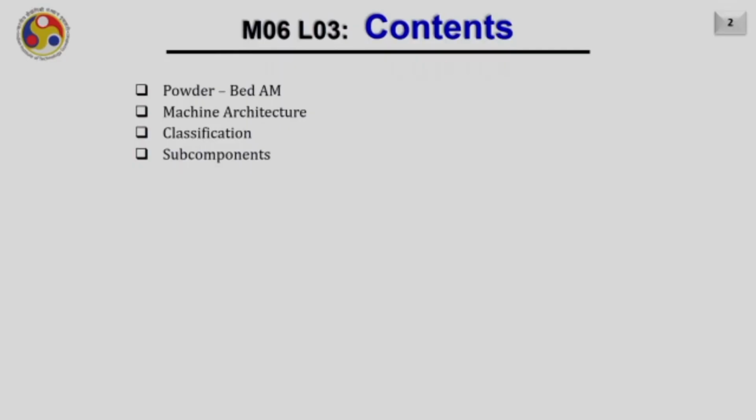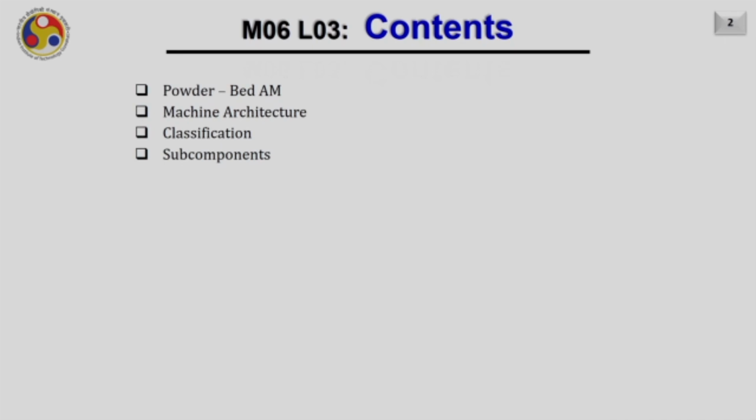Welcome to the third lecture of Module 6. From this lecture onwards, we will focus on the powder bed based additive manufacturing systems. And in today's lecture particularly, we shall discuss the laser based powder bed additive manufacturing systems. So this is going to be the content of this lecture.